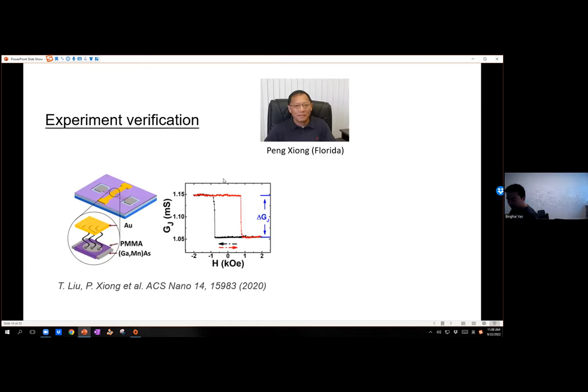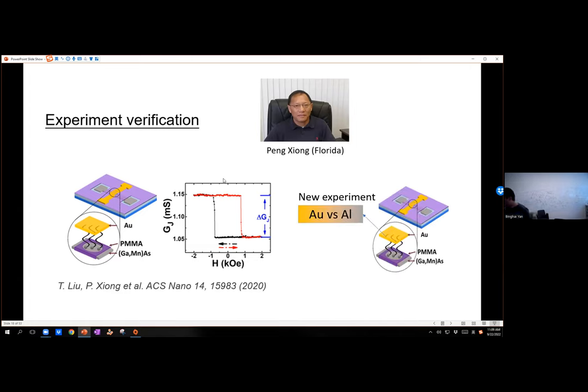Fortunately, 2 years ago, I noticed there's a new experiment done by Peng Xiong's group from Florida. They measured a similar chiral molecule, but they used a different electrode. For the magnetic part, they use magnesium-doped gallium arsenide, and the other electrode is gold. And they measure the conductance change before and after flipping the magnetization in the gallium arsenide. They see the change of the conductance to represent how strongly the chirality can induce spin polarization. But I asked them, in this device, can we change gold to aluminum, copper, or some light element? Fortunately, Peng told me that for this device, it's very possible to test a different electrode, at least the gold part, they just didn't recognize it's relevant.